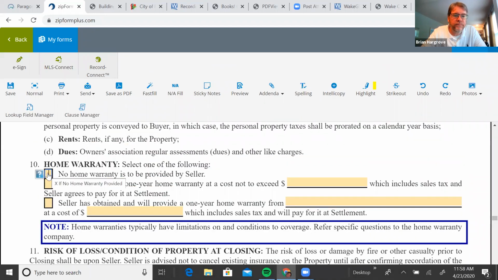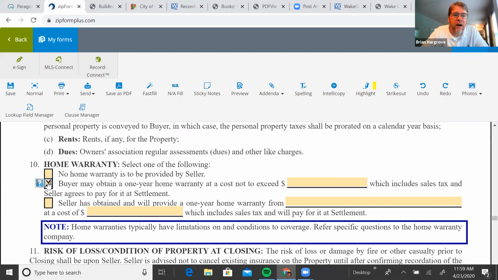We don't want one, right? Paid for by the seller. Doesn't mean your buyer can't still get one. If your buyer's gonna get one on their own, it just has nothing to do with the contract. So it's not gonna be on here. But this is saying, no, Mr. Seller, we don't want to get you one. It's a multiple offer. We're not gonna ask you for one.